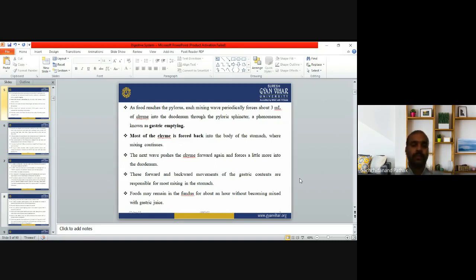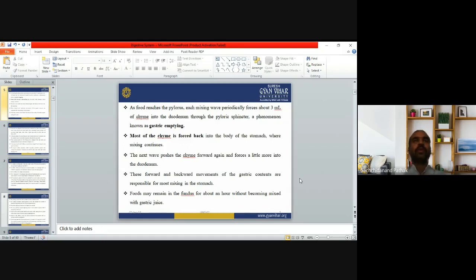So the next wave pushes the chyme forward again and forces a little more into the duodenum. When the next wave comes, it again forces the food into the duodenum. After a small amount goes into the duodenum, the pyloric sphincter is closed again and the remaining food goes back into the stomach body. So these forward and backward movements of the gastric contents are also responsible for mixing in the stomach.